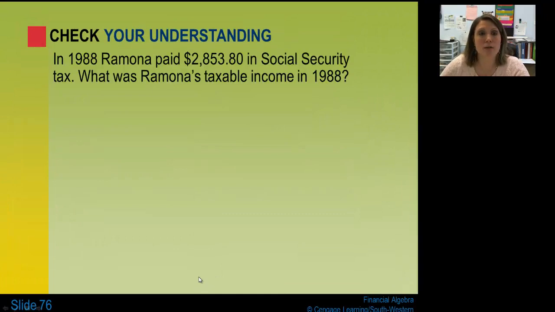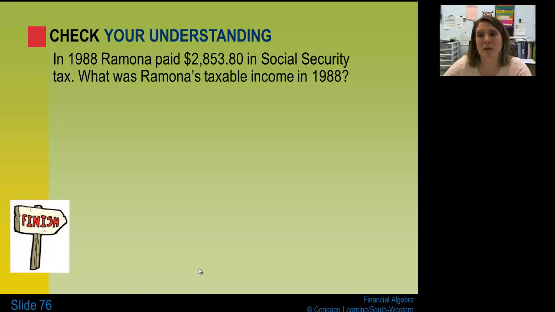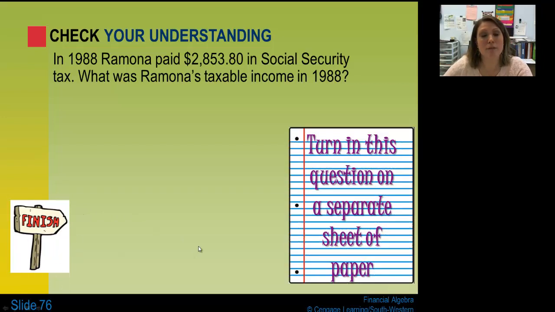And then check your understanding. In 1988, Ramona paid $2,853.80 in Social Security tax. What was Ramona's taxable income in 1988? You need to finish this and as well as turn it in on a separate sheet of paper. So they told you what she paid in Social Security tax. You need to tell me what her taxable income was. So you're going to work backwards from what you did in the previous example. So again, turn this one in on a separate sheet of paper and finish it in your notes.